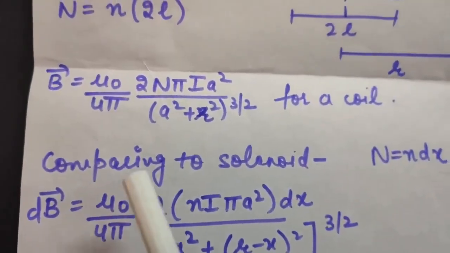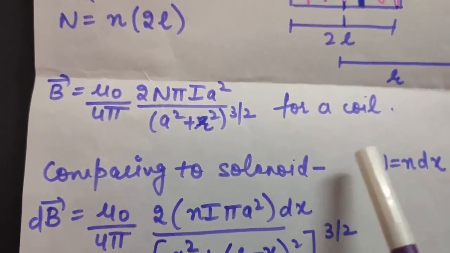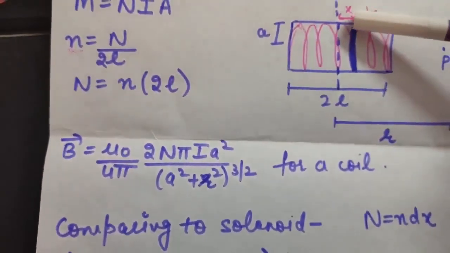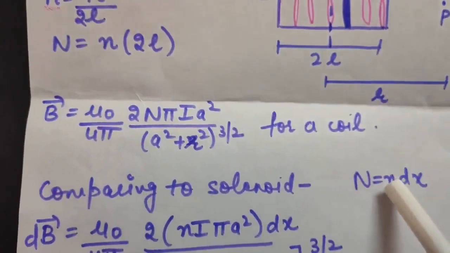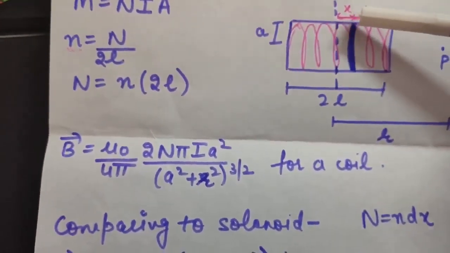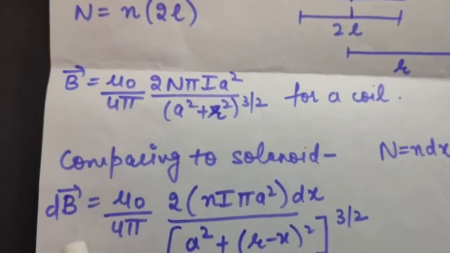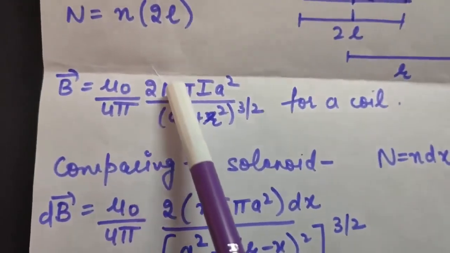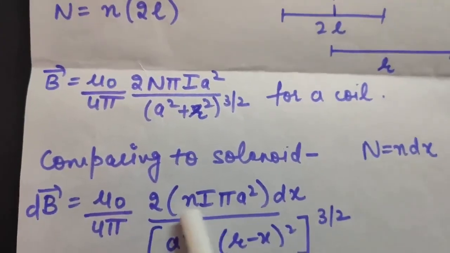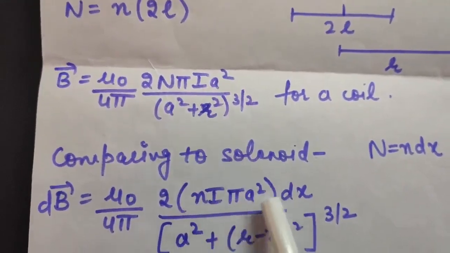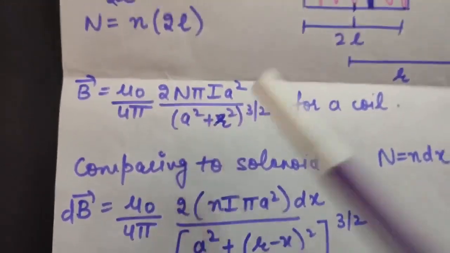Before that, for this solenoid, what will be the number of turns? That will be equal to n into dx, that is, number of turns per unit length into dx, because dx is its width. So dB is μ0 upon 4π, 2 times n into dx, πia² upon a² plus r², the rest is same, a is the same radius.